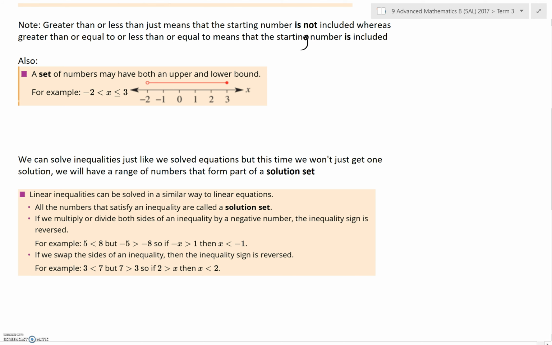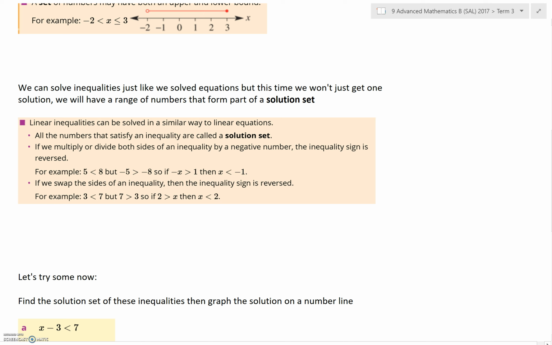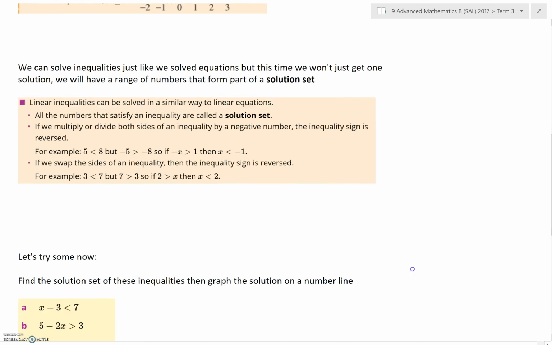So how do we know what to plot? So we can actually solve inequalities in a very similar way that we solved equations. But we're going to have multiple answers this time, or a solution set rather than one answer. But there's a few rules you have to know when you're working with linear inequalities rather than the linear equations that we've been working with. So let's have a look at what they are.